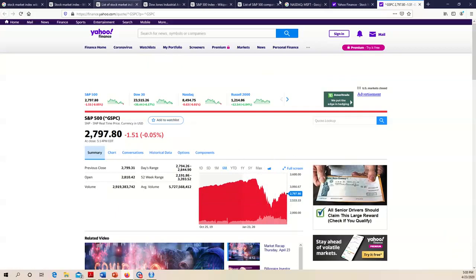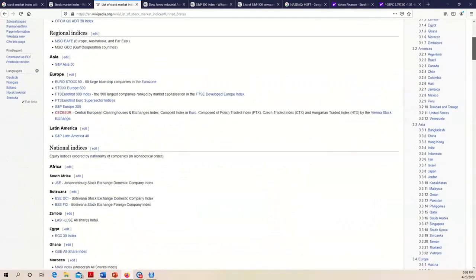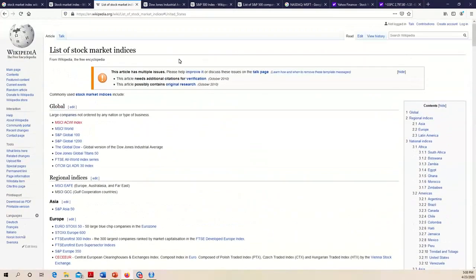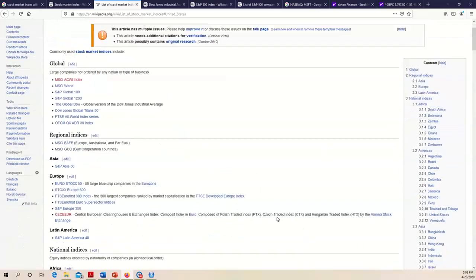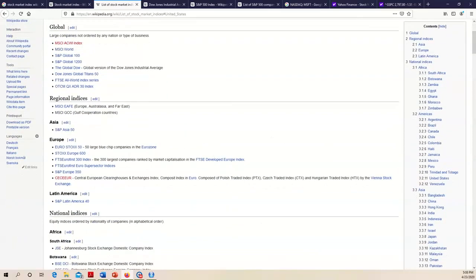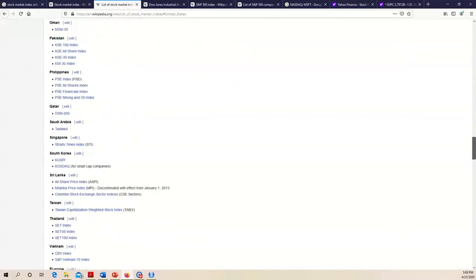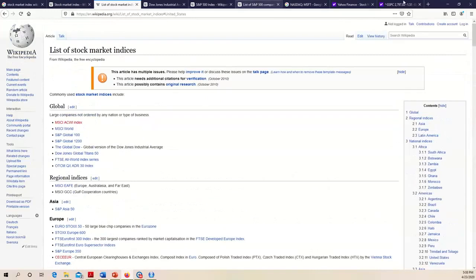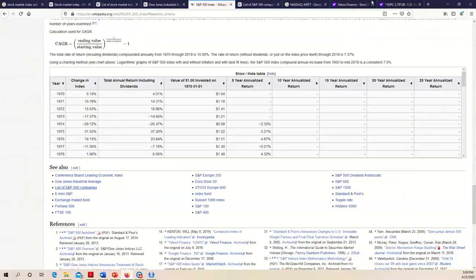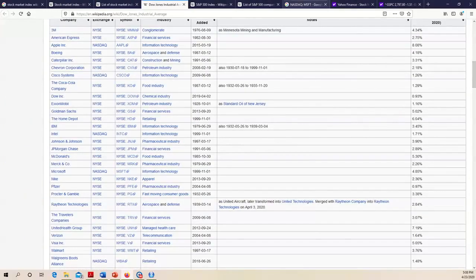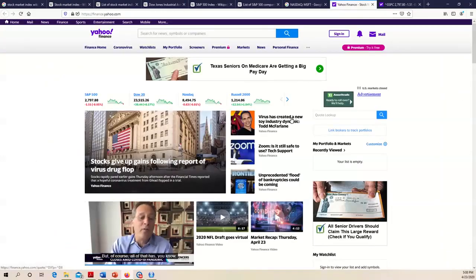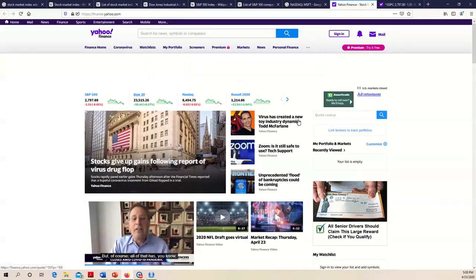There are many stock market indexes. Here is a Wikipedia page called the list of stock market indexes, right? We have global indexes, we have regional indexes, you can find those in Asia, we have national indexes. There are hundreds of stock market indexes. But in the United States, in America, the most famous indexes are the Dow 30, the Dow Jones Industrial Average, the S&P 500. And we also have NASDAQ.